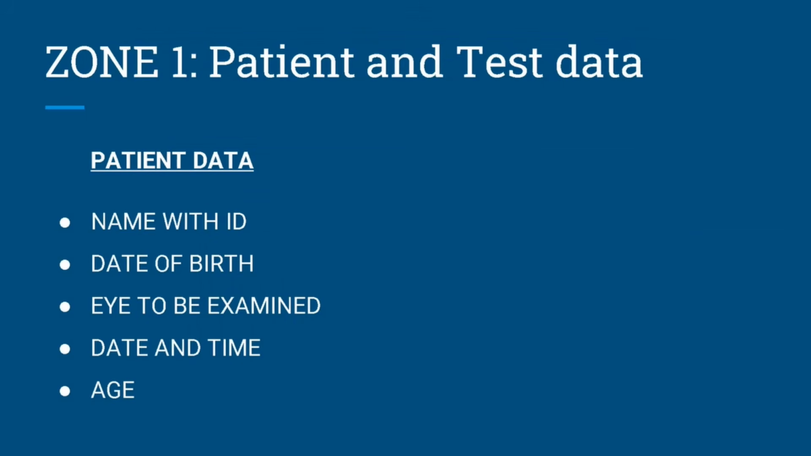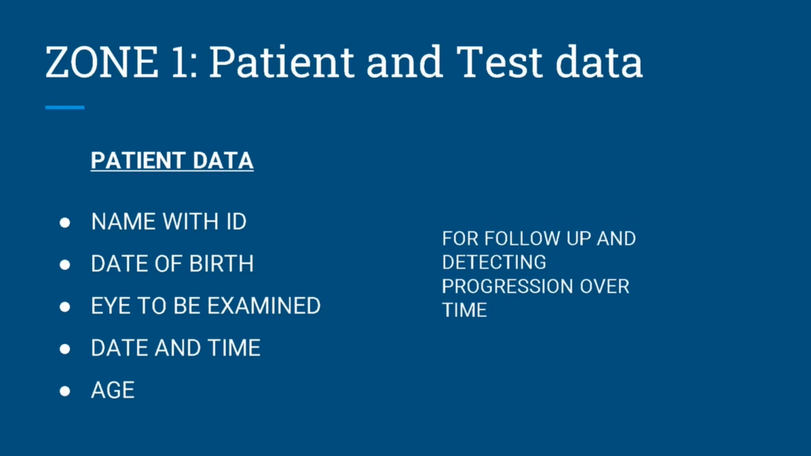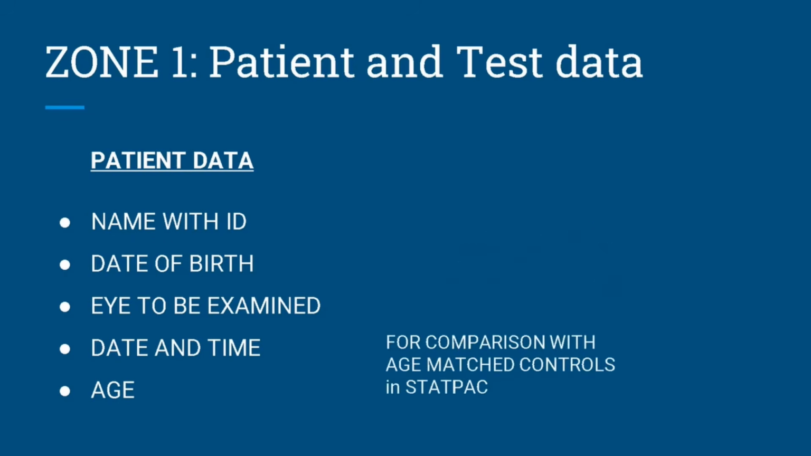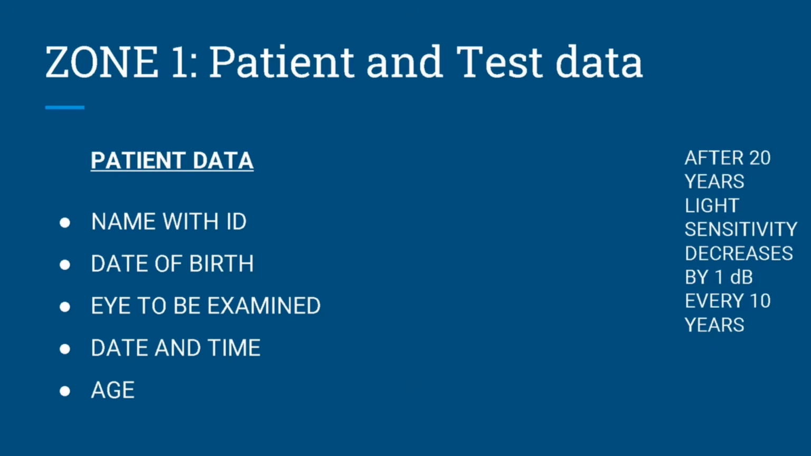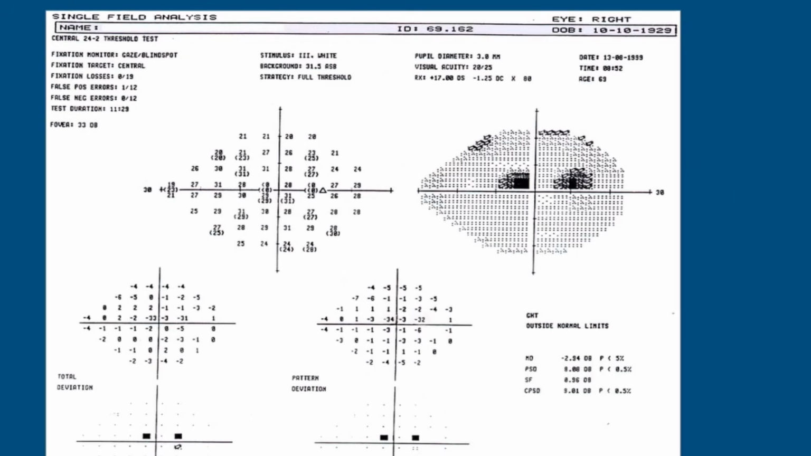The patient data consists of name with ID, date of birth for identification, eye to be examined for the correct eye, date and time for follow-up and for detecting progression over time, age for comparison with the age-matched controls. Also, after 20 years, the light sensitivity decreases by 1 decibel every 10 years.